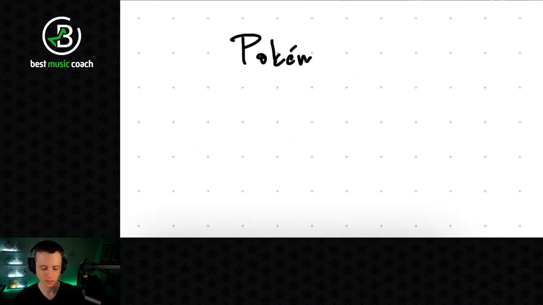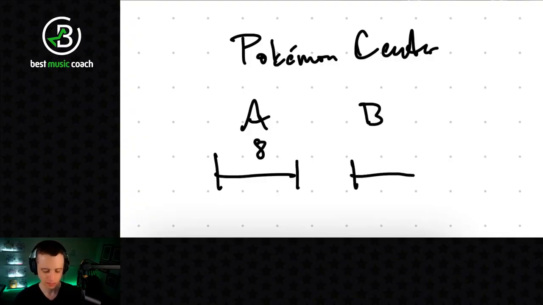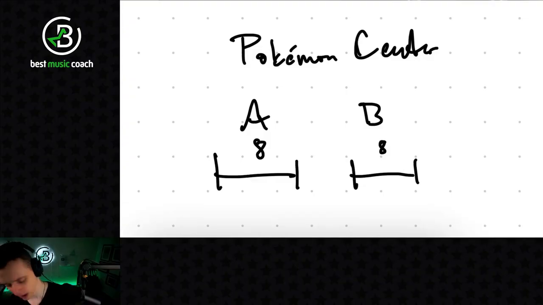Here's the Pokemon Center from Pokemon Black and White. And we're going to see again, there's going to be an A section, there's going to be a B section, and each one of these is going to be 8 measures long. Let's take a listen. Here we go from the top. I'll color it in as we go. Here's the A.